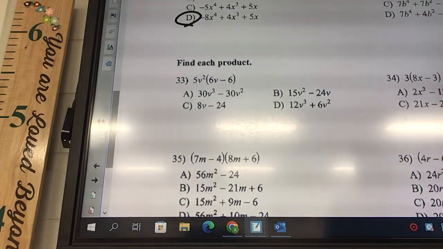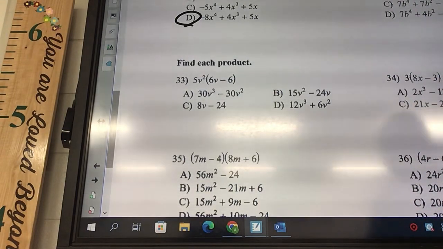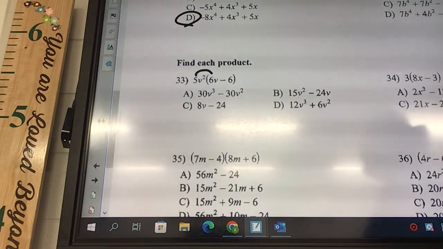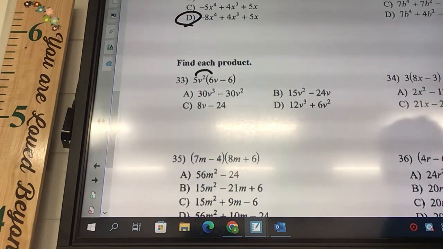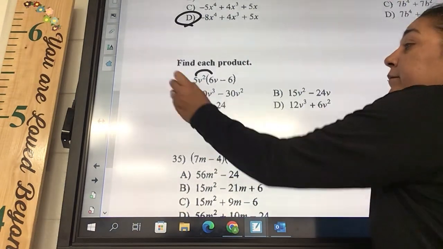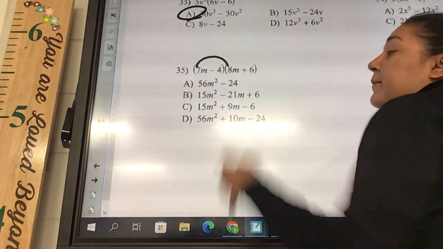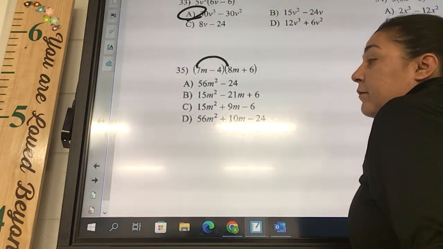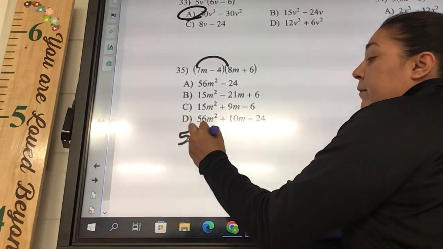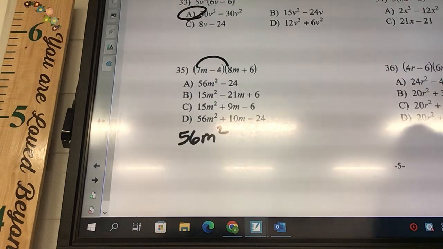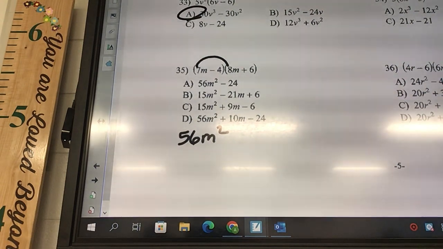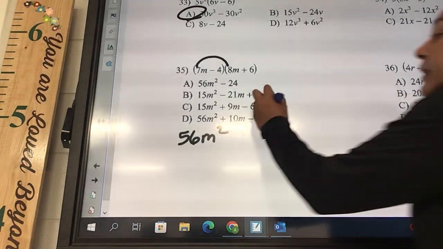Okay, find each product. That means multiply. Again, stop whenever you can. 5 times 6 is 30. What's the only one that has a 30 in it? A. Boom, it's done. 7 times 8? 56. How many M's? 2. So again, stop, eliminate. That way if you're forced to guess, rather than a 25% chance of getting it right, you got a 50-50. Eliminate whatever you can. So what can you eliminate? B and C. It's definitely not those ones.